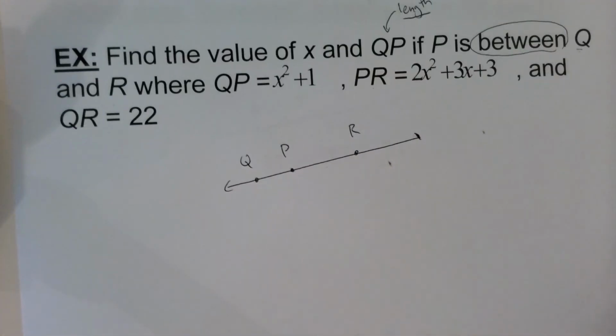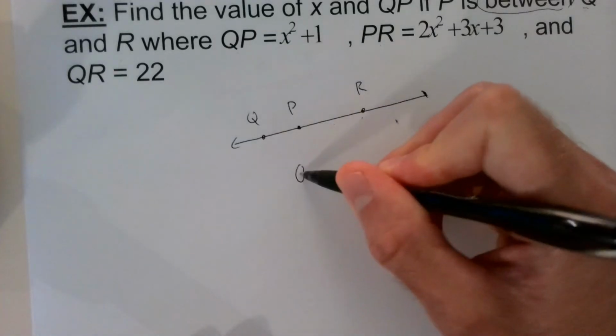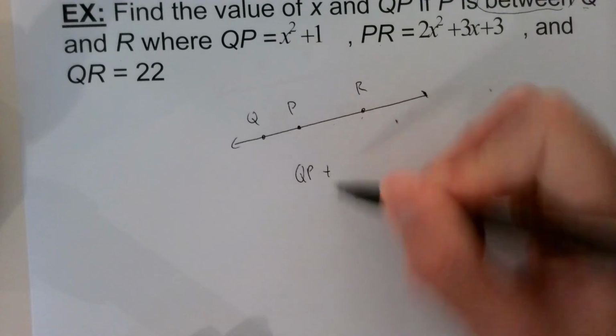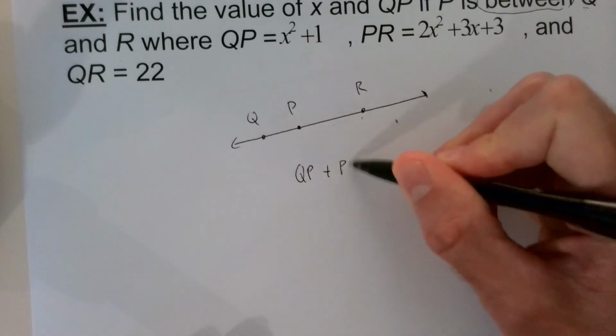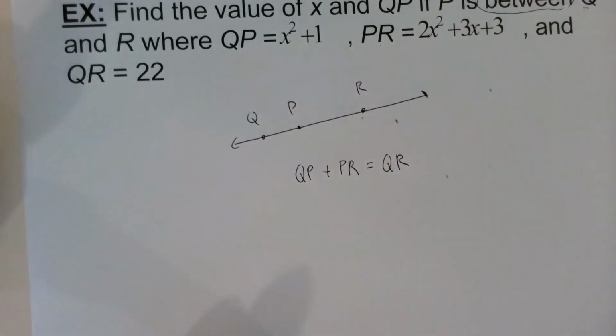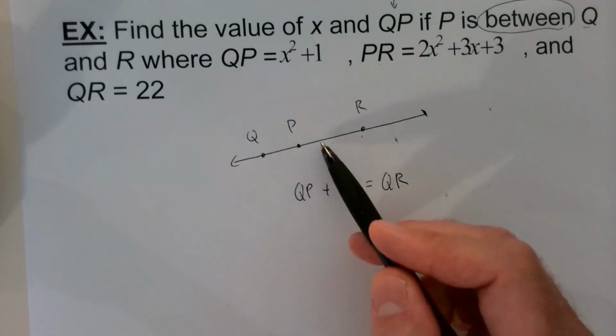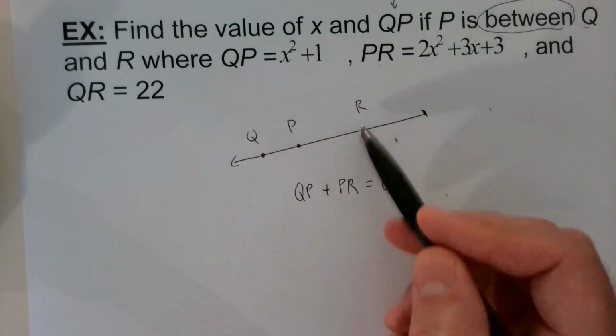Okay, the next thing that you want to do is write an equation. If P is between Q and R, I know that QP plus PR equals QR, because to be between, this equation has to be true. The smaller parts together have to add to the whole one.